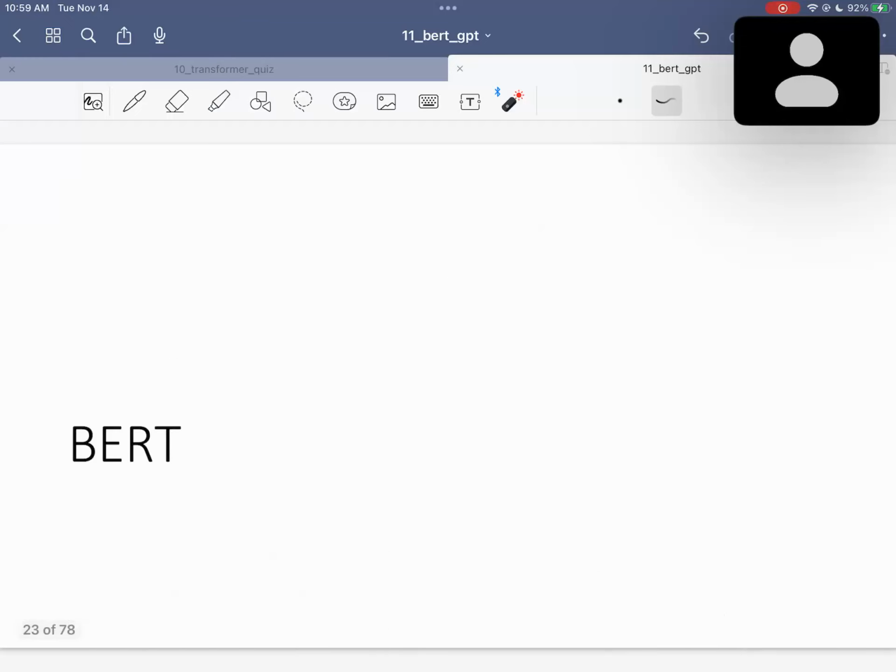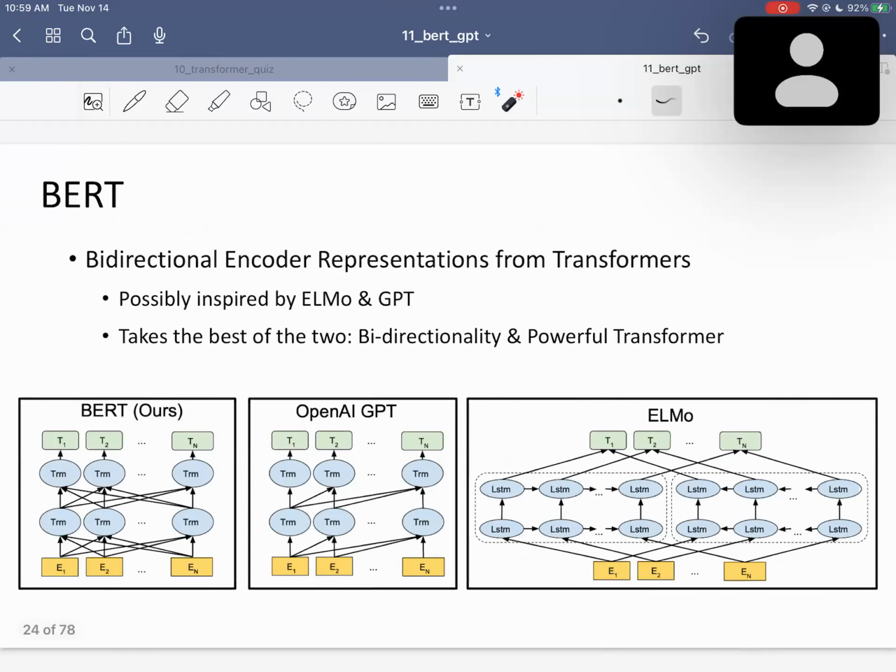Now it's time to go to BERT. BERT, as I said, takes the best out of two. This is OpenAI's GPT-1, this is ELMo, and ELMo was bidirectional. It was going this way and this way, but it was using LSTM, which is a lower capacity model compared to Transformer. OpenAI's GPT did use Transformer, which is a higher capacity model because it doesn't have a bias, as I said. But it was only going forward.